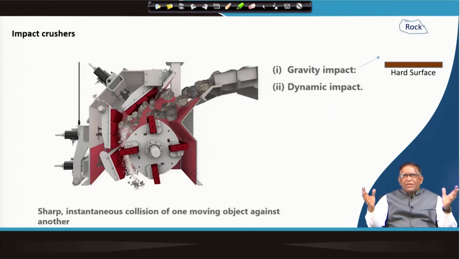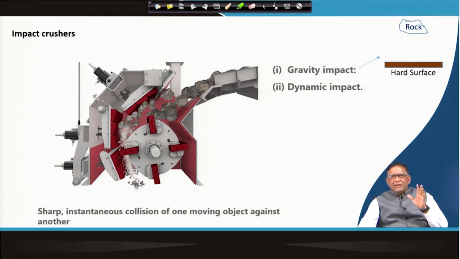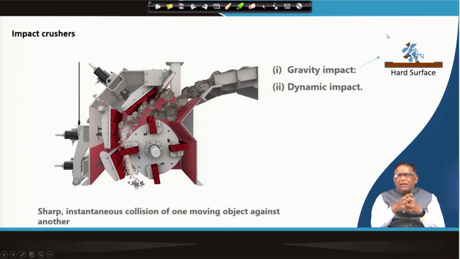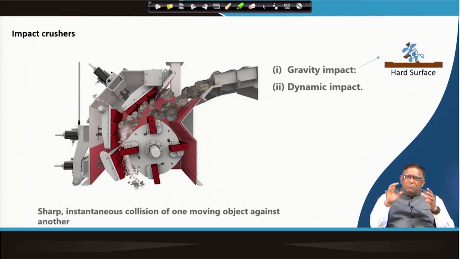Then there are other types of crushers, you might be hearing about, what is called the impact crusher. Now, impact means if you have a rock and a hard surface, and by gravity this rock comes and falls on that rock, then what may happen? This rock will get shattered. That is exactly a gravity impact. But sometimes this impact can be given dynamically all the time. That is the impact crusher.